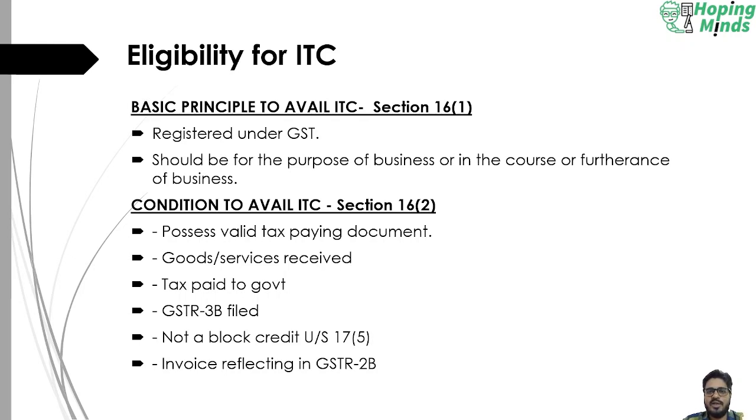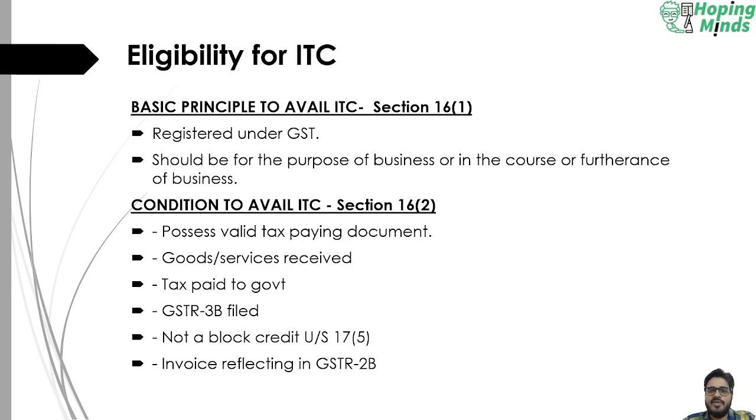So eligibility for ITC. Section 16 subsection 1 governs the principles to avail input tax credit. So to avail input tax credit, the supplier of goods or services must be a registered person, that is, he must be registered under the GST. Then such supplies should be for the purpose of business, or in the course of business, or for furtherance of business. This implies that such supplies should not be personal in nature. That is, any input tax paid on personal expenses shall not be allowed to be claimed for the business.